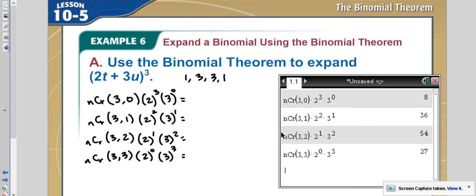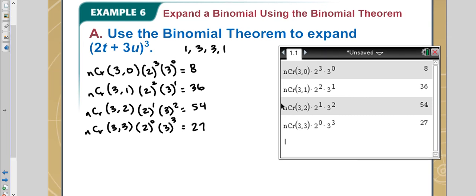All right, now I typed them all in. So this gave me a coefficient of 8, this one's 36, this one's 54, and this one's 27. Now, how could we have gotten this with the Pascal's? We knew the numbers were 1, 3, 3, 1. This would be 1 times 8, which is 8. This one would be 3, that's what the NCR would give me, 3 times 4 times 3. So 3 times 4 is 12, times 3 is 36. That's how it's getting these numbers.